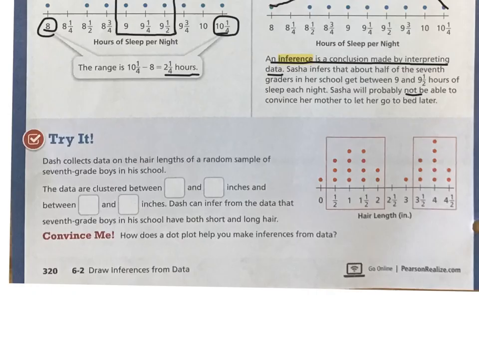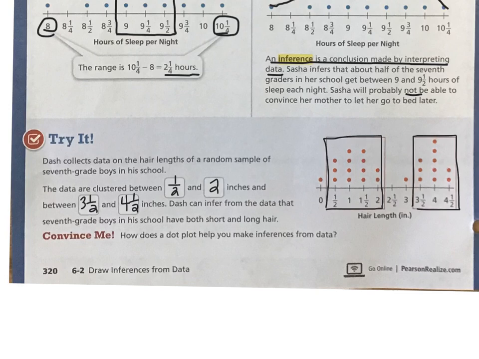Now let's take a look at the try it. See if you can look and follow the dot plot given on the right-hand side about hair length to answer and fill in the boxes. In this problem, the data are clustered between 1/2 and 2 inches and between 3½ inches and 4½ inches. So there are actually 2 clusters without much in between them. In this case, Dash can infer from the data that 7th grade boys in his school have both long hair and short hair.